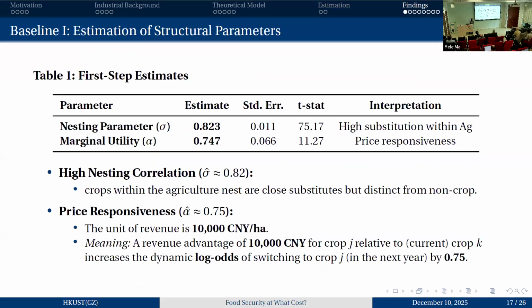Here are our baseline results. First, for the first stage estimation, we get a very high net correlation around 0.82. It means that the crop within the agriculture net, they are closely substituted, but they are very distinct from the non-crop crops. And the price response is around 0.75. The unit is 10,000 CNY per hectare, and the intuitive meaning is that revenue advantage of 10,000 for a crop, say relative current crop, will increase the dynamic of oats, of next year by about 0.5.